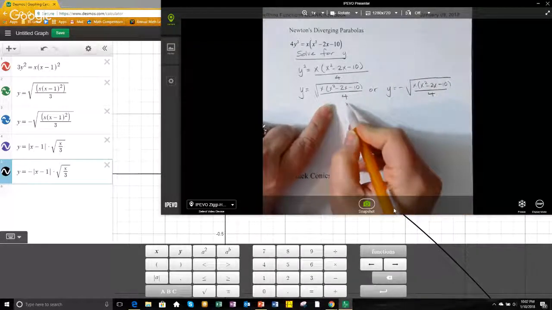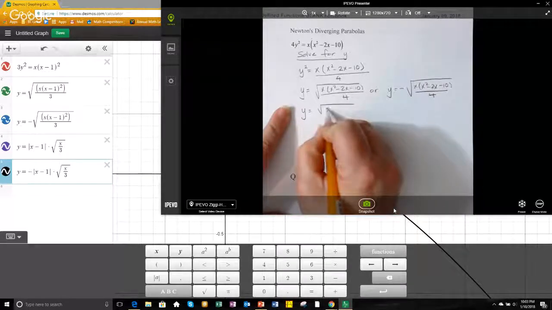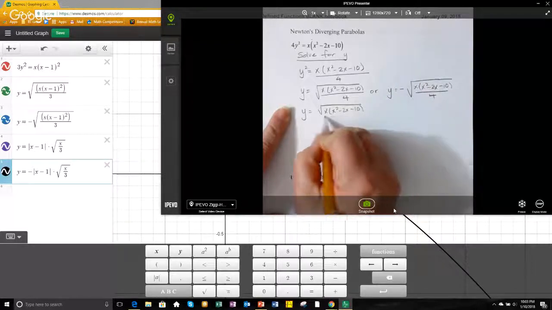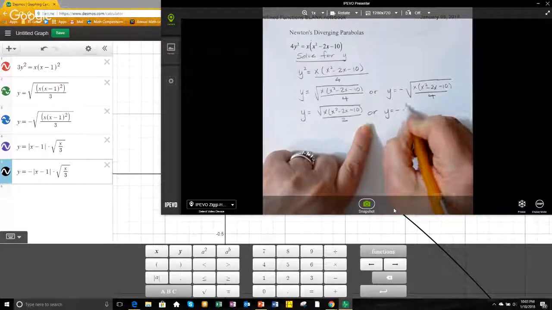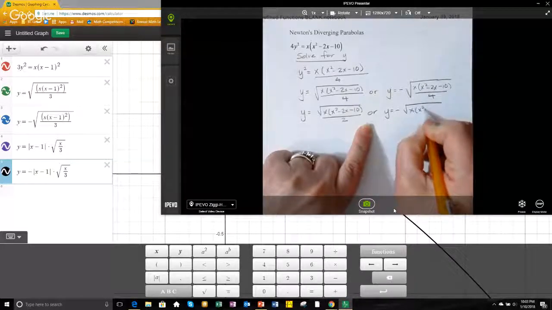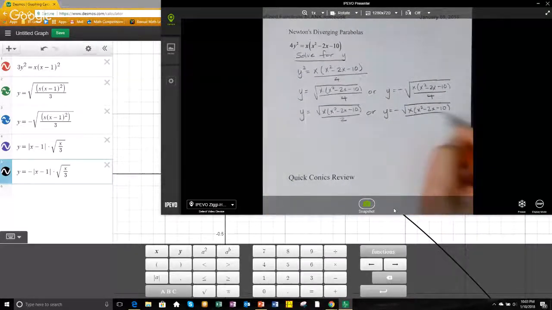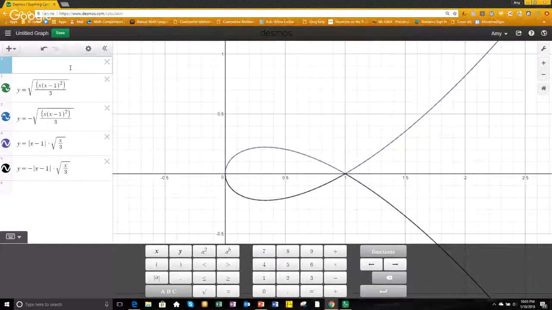Now we can simplify this a step because we have a perfect square in the denominator here, so we could make this the square root of, on top, x times x squared minus 2x minus 10, over 2, and the same thing over here. We like to eliminate all the square roots that we can, if possible. And those are the two implied functions inside this equation up here. So let's look and see what Newton's diverging parabolas look like.